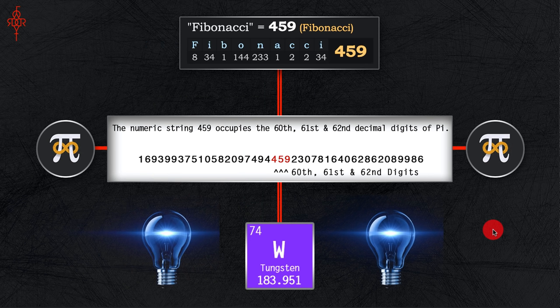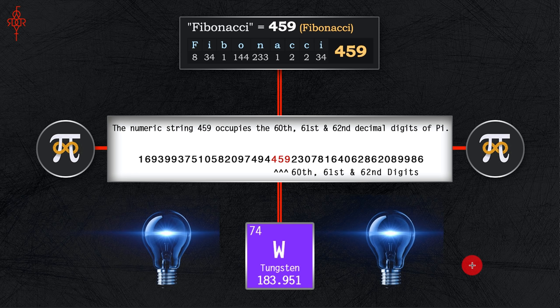When we go a little bit further, that 459, when you place that into the string of pi, it occupies three digits. It's occupied at the 60th decimal digit, leading to neodymium and being very magnetic, but it's the 60, 61, and 62. And when you add these three digits up, you're going to come up with the number 183. And then, of course, we're going to bridge that with the element tungsten.